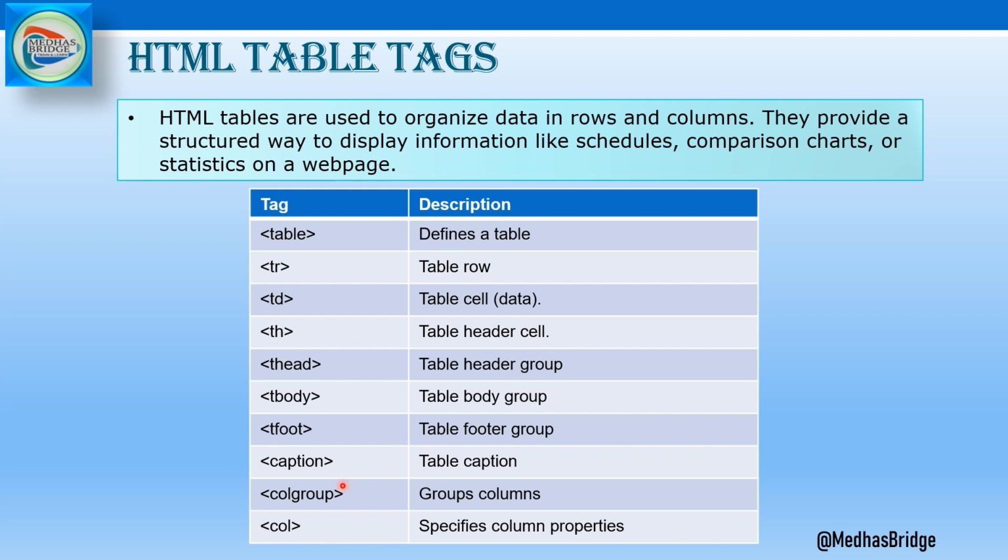Caption, so we have to give some title to the table, right? Let's say "HTML table tags" is the title for this table. How do you represent that part in HTML tags? Using caption. Caption is for the table caption, right? Like we can group columns also. We have a few more things which we can talk about in the demo.